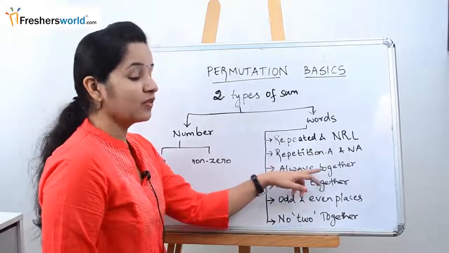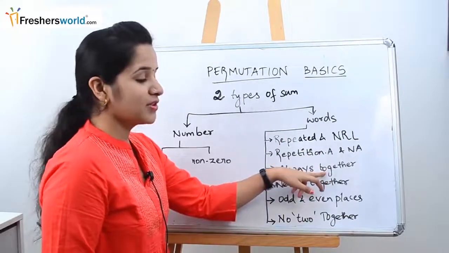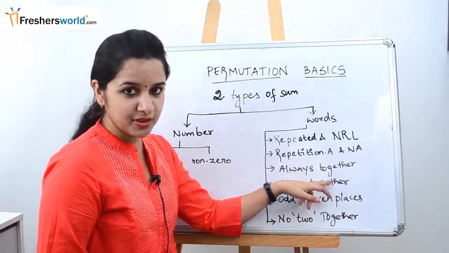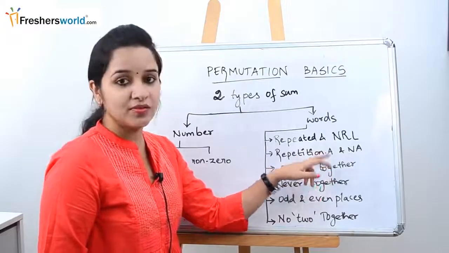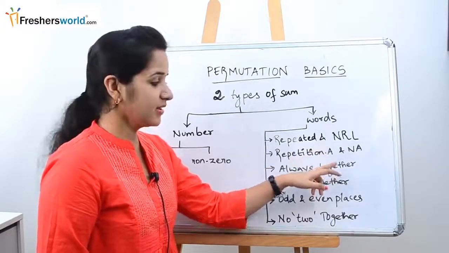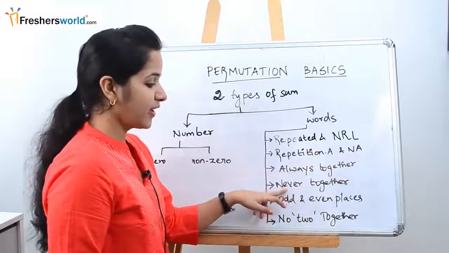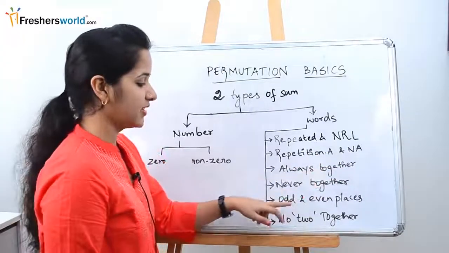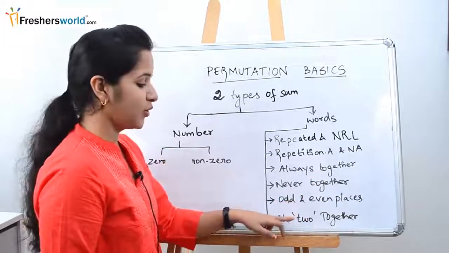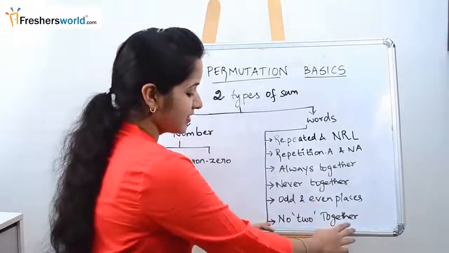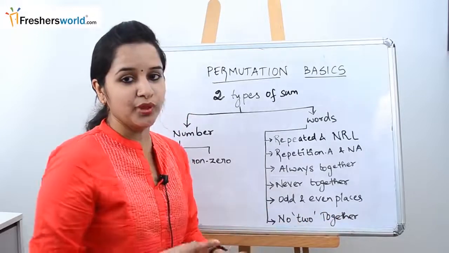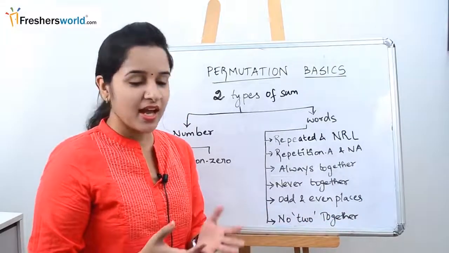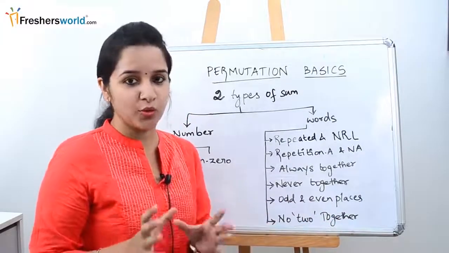Then comes always together. Here, for always together, we'll be looking at 3 types of sums: vowels, consonants and group of words. Similarly, for never together, we will use vowels, consonants and words. Then odd and even places, and no two together. You can see here I have mentioned it as no two together. While we are dealing with the sums, I will clearly explain what I mean by no two together.